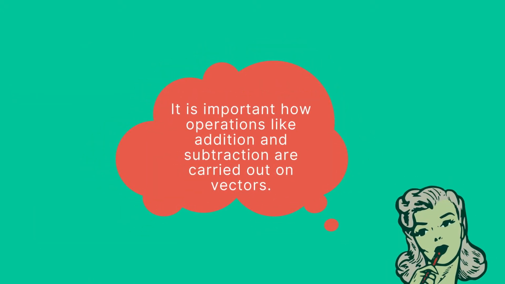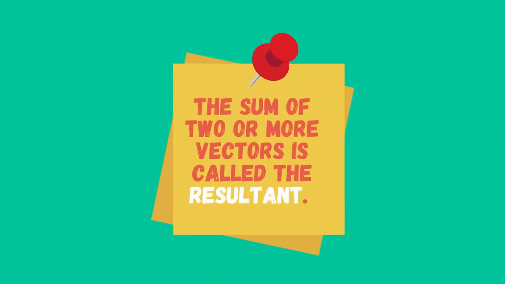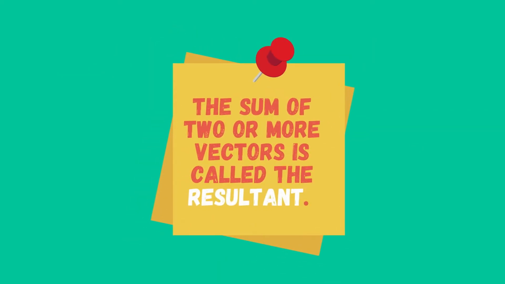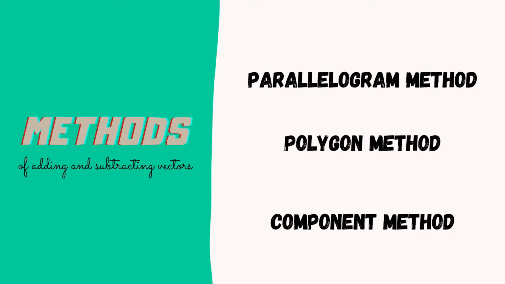It is important to understand how operations like addition and subtraction are carried out on vectors. To add and subtract vectors, take note of the following. It is also important to note that the sum of two or more vectors is called the resultant. So this time I will be discussing the different methods of adding and subtracting vectors.